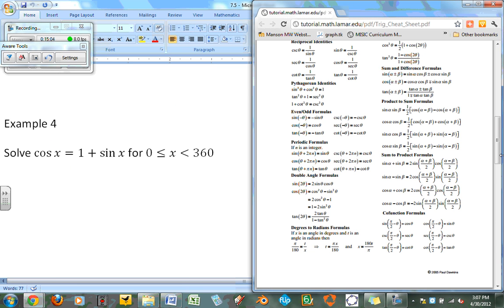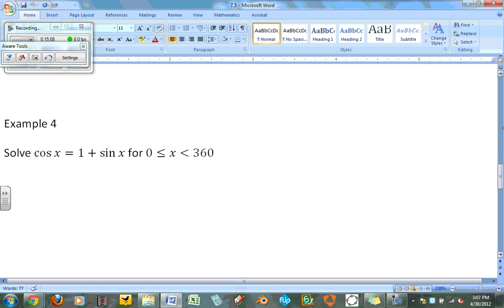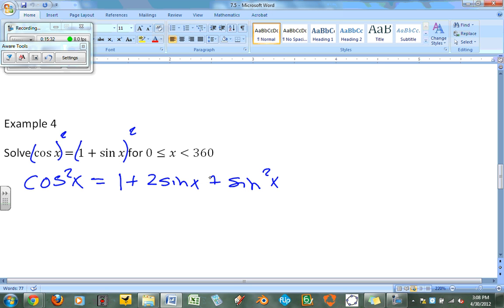One option that we do have, and it's definitely a legal step in algebra as long as we do it to both sides, is we can square both sides. This becomes cosine squared, and this becomes, let's FOIL this out. I have this one squared, which is 1. Multiply these two and double it, so plus 2 sine x, and then square this term, plus sine squared x. And now let's try to solve from there.